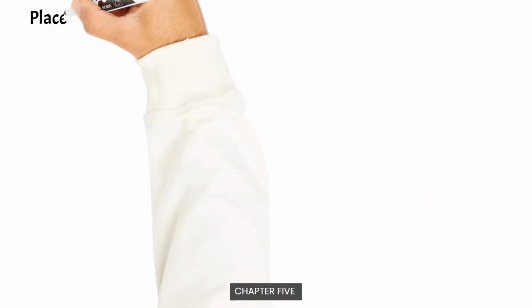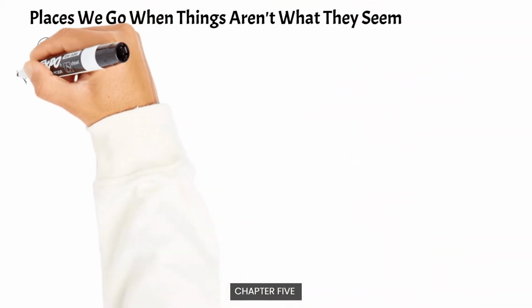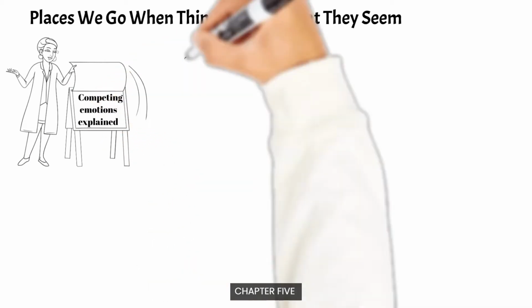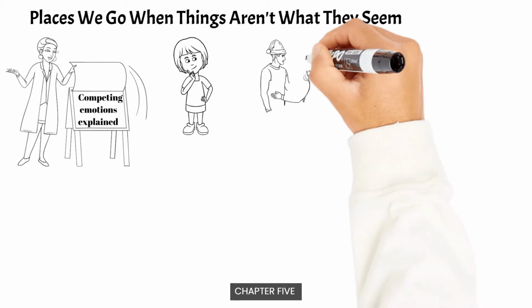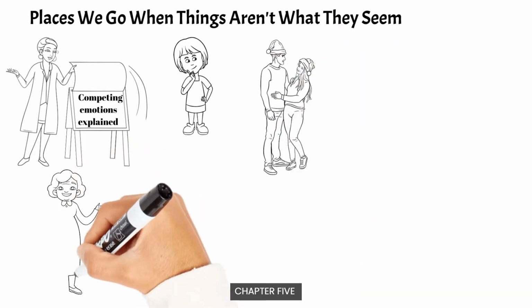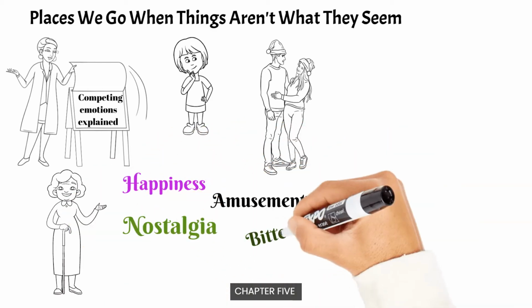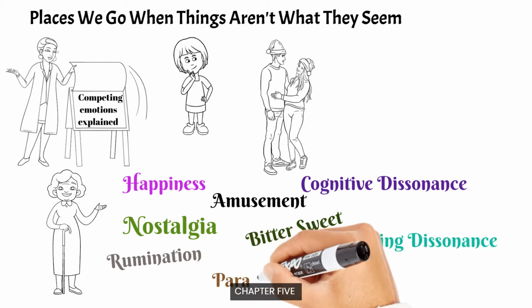In chapter number 5, Places We Go When Things Aren't What They Seem, Brené Brown explains the reason behind competing emotions and contradictory thoughts, as odd as these might seem. It shows the importance of acknowledging and sharing uncertainties, the beauty of complexity, handling it, and other emotions such as happiness, amusement, nostalgia, bittersweet, rumination, cognitive dissonance, managing dissonance, and paradox.